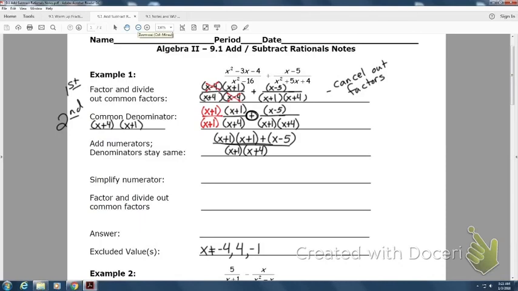So I'm going to leave this down here. And I'm going to do FOIL with x plus 1 and x plus 1. Okay, so that would give me x times x gives me x squared. X times 1 is x. 1 times x is x. And x plus x is 2x. 1 times 1 is 1.